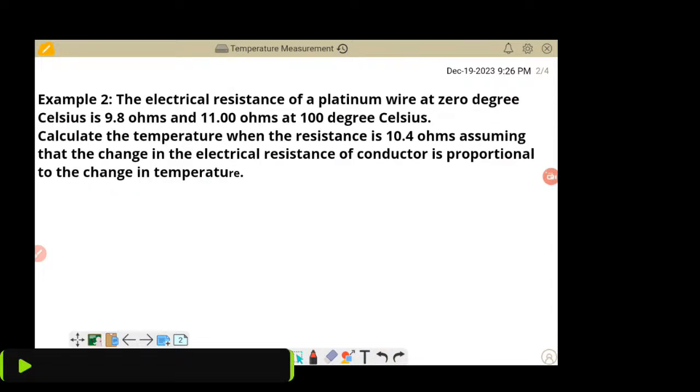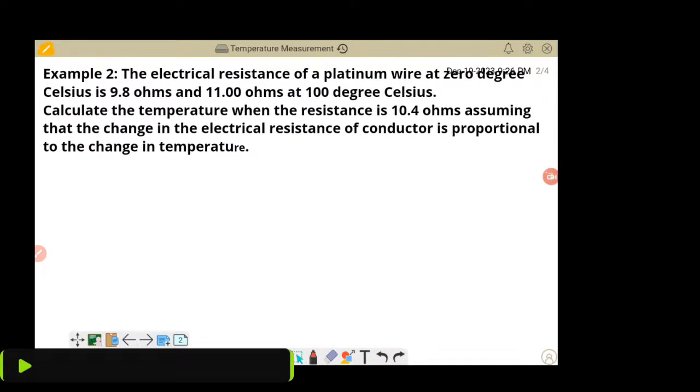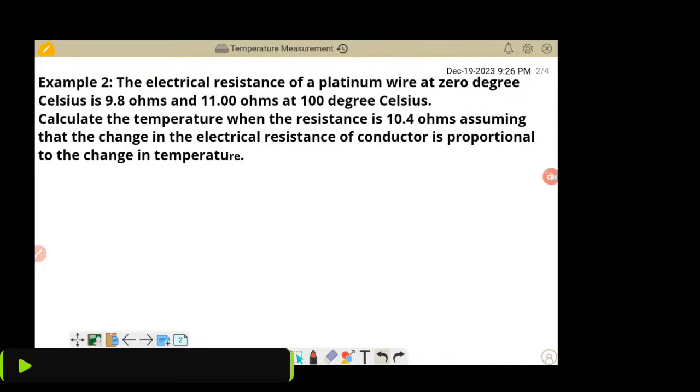Okay, in the second example, this has to do with a resistance thermometer. Remember, if you study the background of this topic very well, you will have seen types of thermometer, and one of the types is the liquid in glass thermometer. We have a resistance thermometer, we have a gas thermometer, and some other types. So the one in the question, which is example two here, is a resistance thermometer.